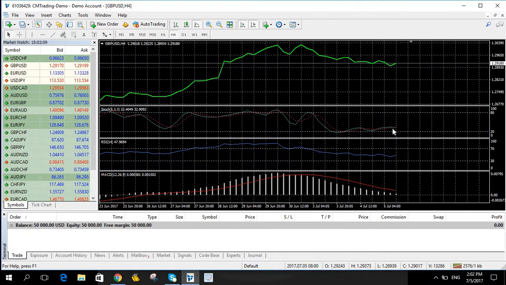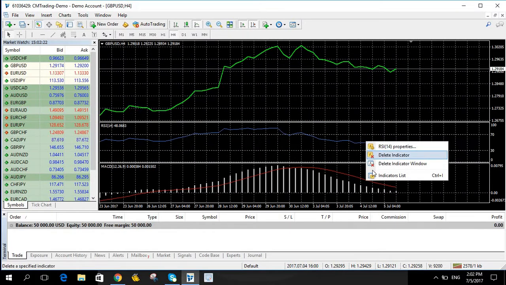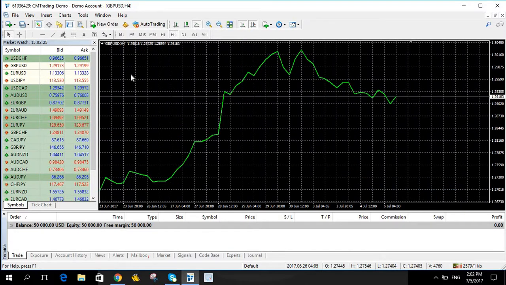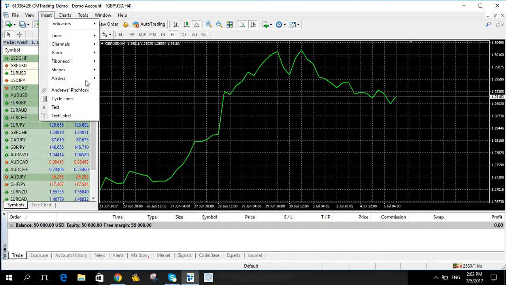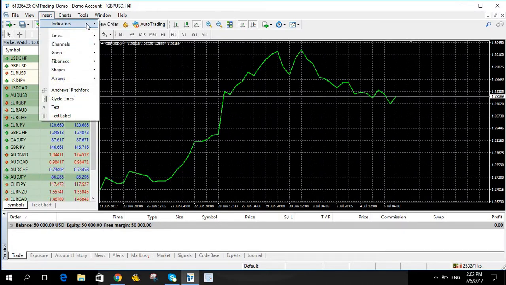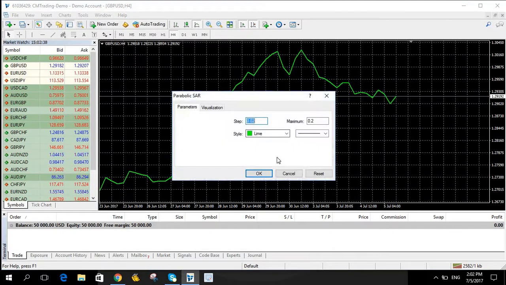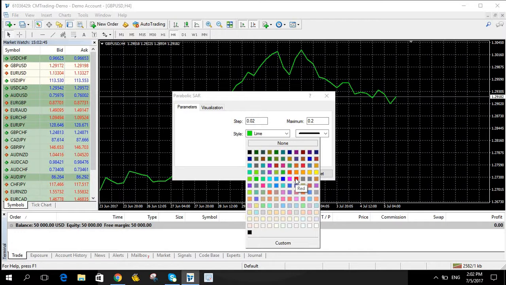So we have three indicators indicating a downtrend for the GBP USD. All right, so let's take them out and look at other ones. So now let's also look at the parabolic SAR. Okay, use the default. I want to use the style, the color red.